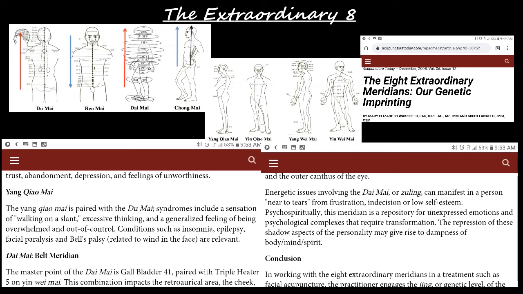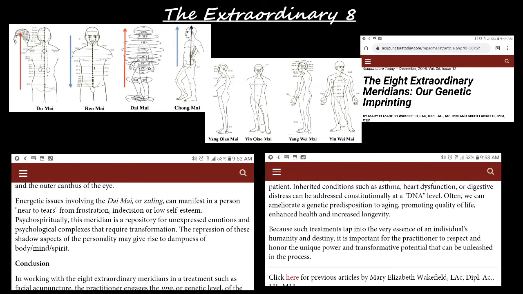Now, working with the 8 is working with your genetics, basically. Inherited conditions will show up at a DNA level. It taps into the essence of a person's humanity and destiny, and it's basically like an upgraded Ancestry.com. So yeah, and actually that's basically where they got that from. They got the concept of Ancestry.com from the 8th meridian. They try to figure out how to do it outside of us, so that's their theme. But that's all I have for that.